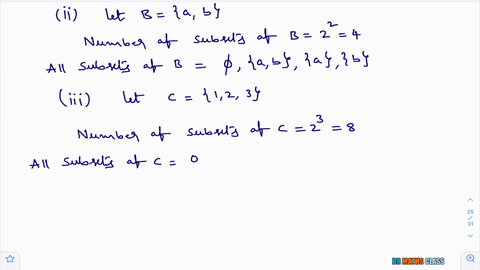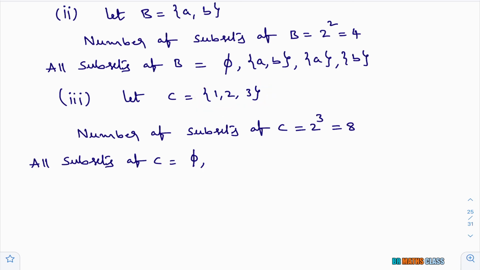First set. Empty set is a subset of every set. So empty set is a subset of this set also. Now every set is a subset of itself. Instead of writing 1, 2, 3, I can write C also. The set C itself is a subset, okay? Or else you can write like this also. Now, two subsets I already written. I need to write another 6 subsets.